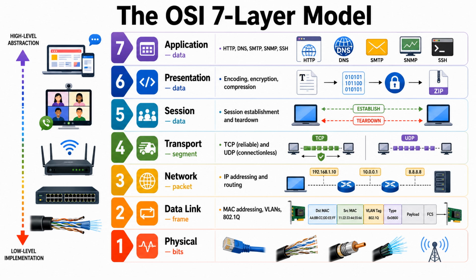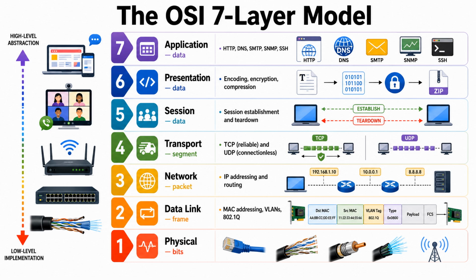Start at the bottom. Layer 1, physical, this is raw bits, signals on a copper wire, pulses on a fiber optic strand, or radio waves in wireless. Layer 2, data link, bits get organized into frames, and this is where MAC addresses, VLAN tags, and 802.1Q trunking live. Layer 3, network, frames become packets, and IP addressing plus routing decisions happen here. Routers operate at layer 3.